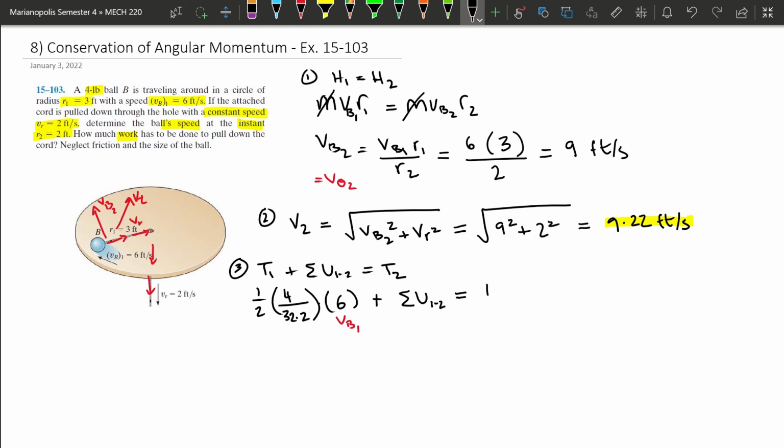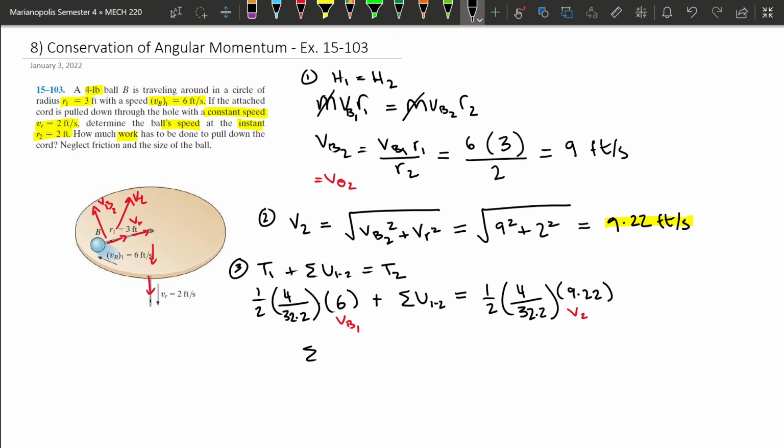is equal to half m, again, and now here, which velocity am I going to use? They want the work done, right? At the second instant, I'm going to have to use the full velocity, my v2, the absolute velocity. I'll make a note here. And that is what we just calculated, 9.22 feet per second.